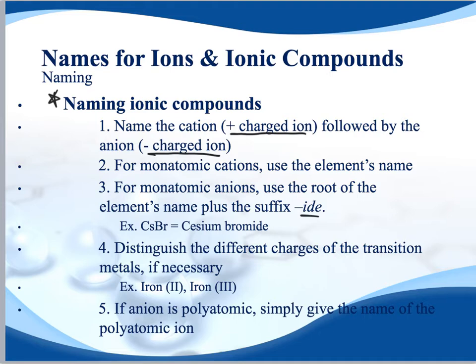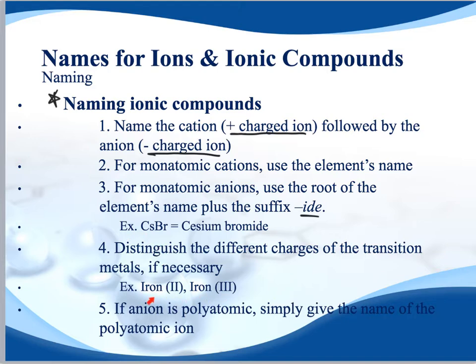So if I've got a compound here, CsBr, the cation is the first one listed, and that's what's always going to be listed first. Cs is cesium, that's where that name comes from, and Br is bromine, but the suffix changes to -ide since it's a monatomic anion, so that is cesium bromide. Number 4 says, distinguish the different charges of the transition metals if necessary. Well, cesium's not a transition metal, it's a 1A metal.